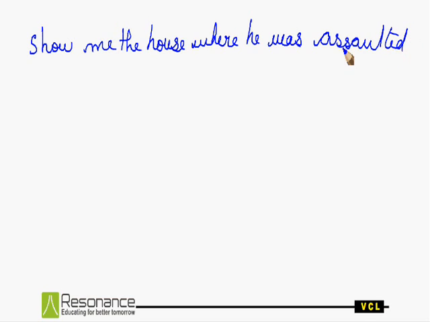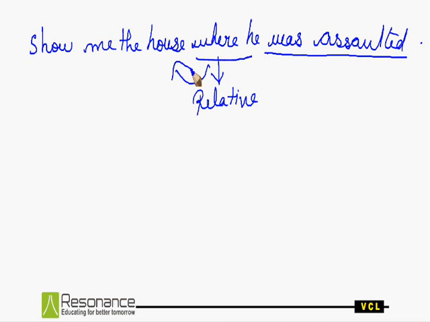Here the adverb where modifies the verb was assaulted. Further, the adverb where is like a relative pronoun. Here it relates or refers back to its preceding word house. It is therefore called a relative adverb.